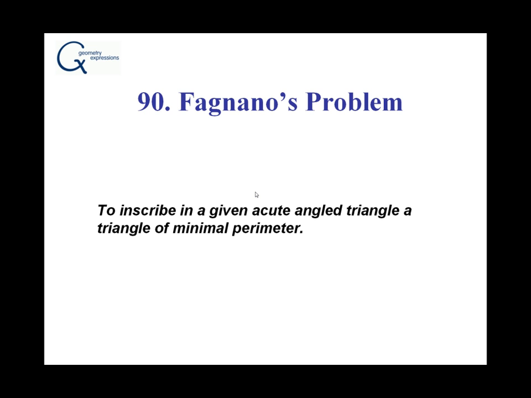Our final problem is Fagnano's problem. The problem is to inscribe in a given acute angled triangle a triangle of minimal perimeter. Now we use calculus in Regiomontanus, and this would be another place where we see the word minimal and our mind might jump immediately to calculus. And so let me let my mind jump to calculus with this problem.